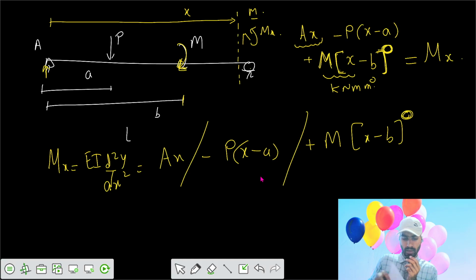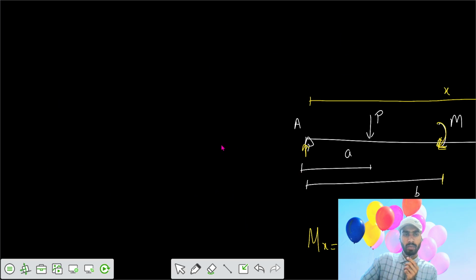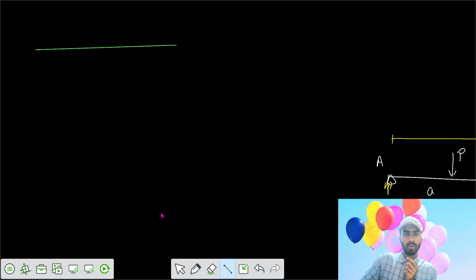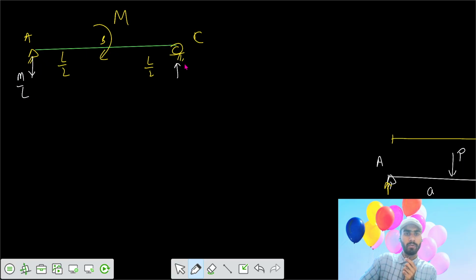Let's say we have a question with a simply supported beam. We have a concentrated moment of M at L by 2 from both sides. Say this is your point B, with supports A and C. We can get the value of reactions. Here the reaction would be downwards, M by L. Here the reaction would be upwards, M by L.